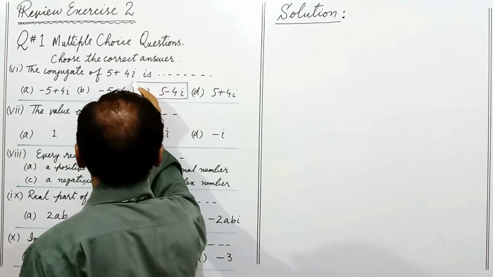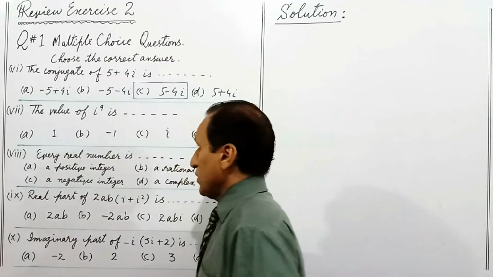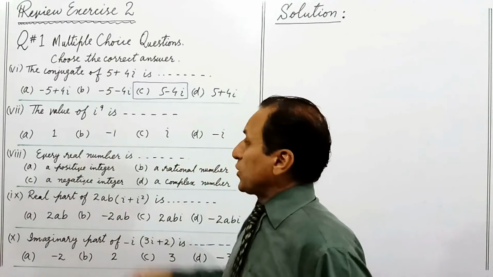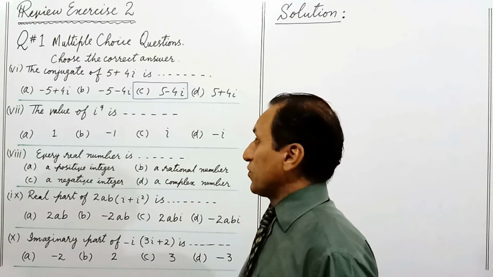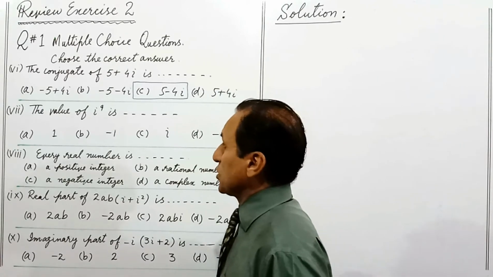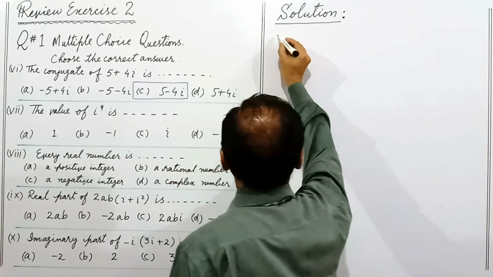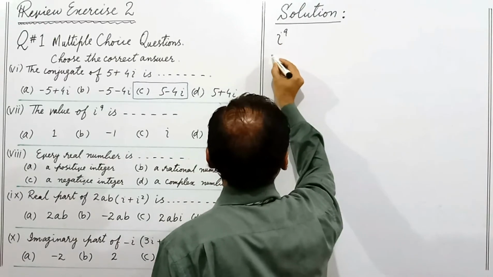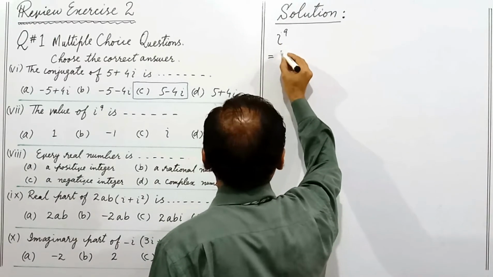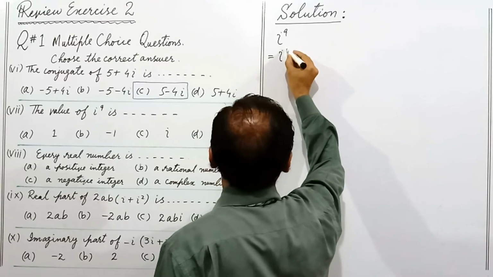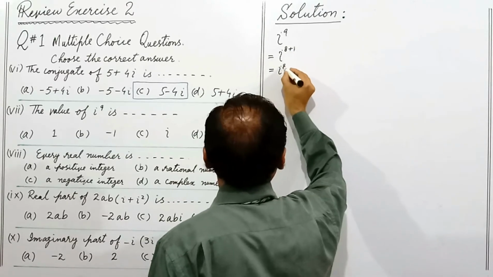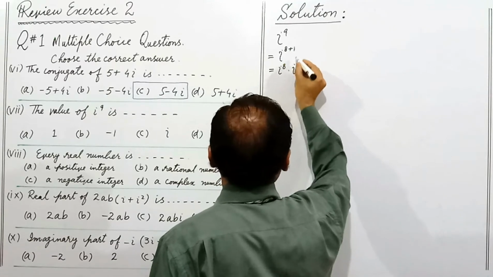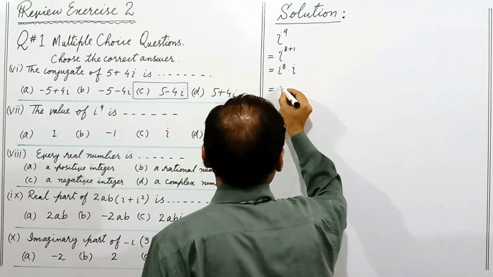5 minus 4 iota. In part 7, we are required to find the value of iota 9, and in exercise 2.5, we learn how to find the integral powers of iota. So let's recall iota 9. As it is an odd power, we write it as the sum of even and odd: iota 8 times iota, according to the law of sum of powers.